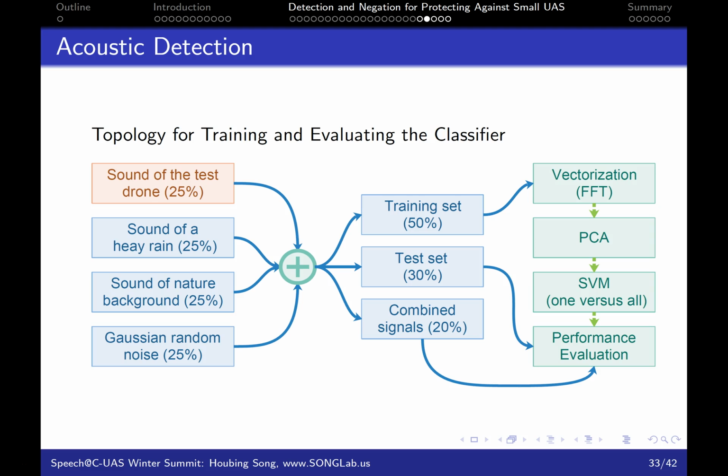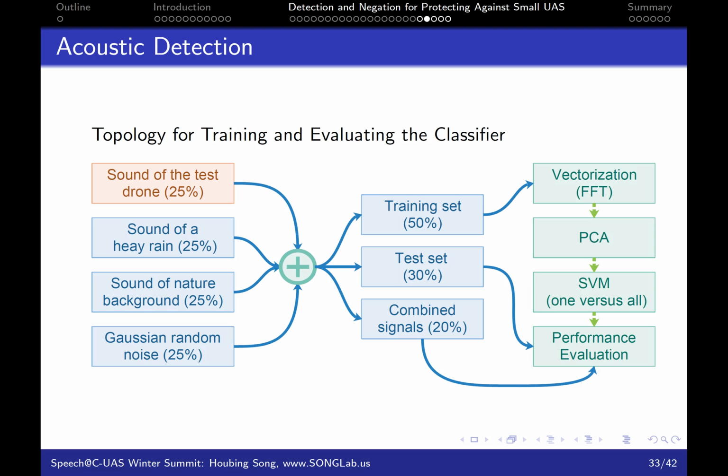Then we take this as 100% and divide it into three parts: training set 50%, test set 30%, and the combined signals 20%. For the training part, we do the vectorization with FFT, PCA, principal component analysis, and the support vector machine, one versus all. Then we can do the performance evaluation.